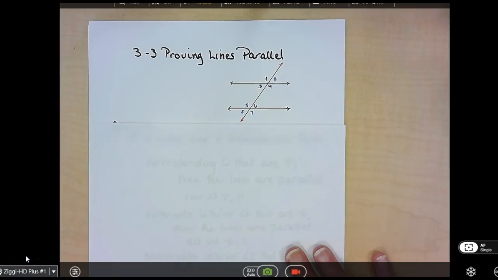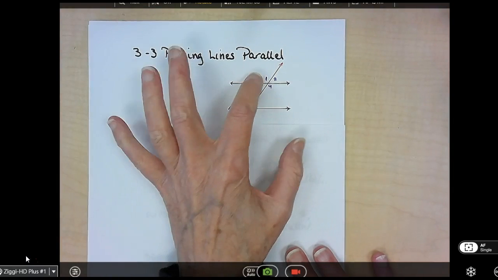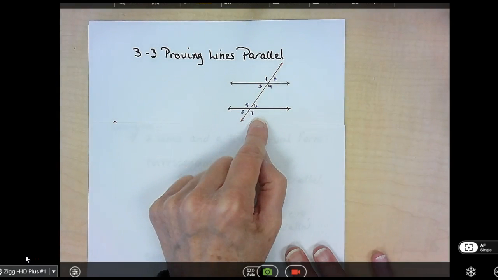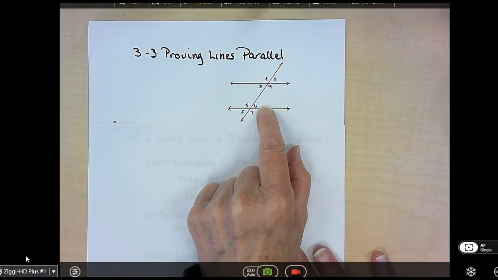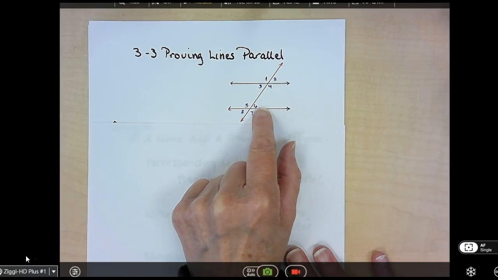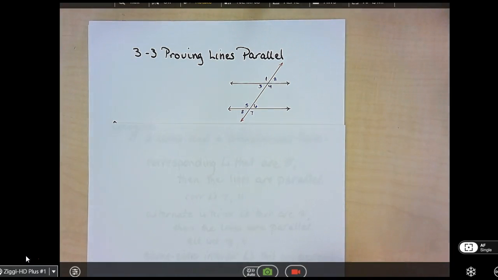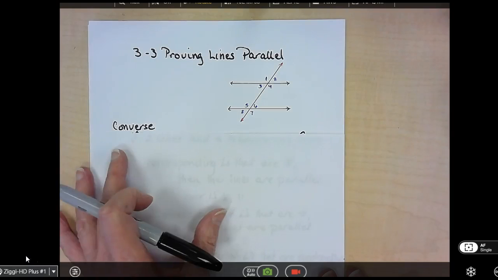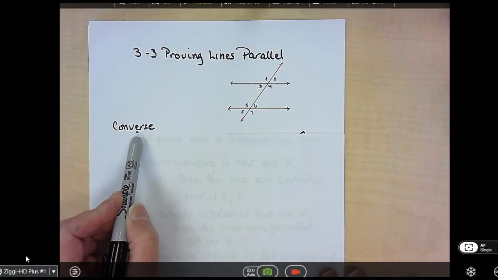Okay, 3-3, proving lines parallel. Now in 3-2, you were given that the lines were parallel. When the lines were parallel, we knew alternate exterior angles were congruent, alternate interior angles were congruent, corresponding angles were congruent, and same side interiors were supplementary. So with these theorems of proving parallel lines, we're going to do the converse of all of those.